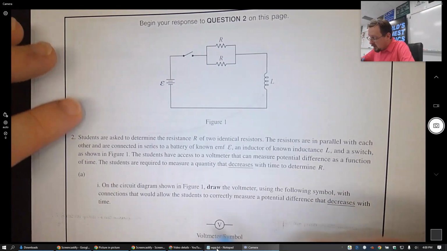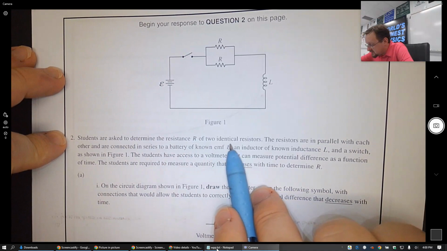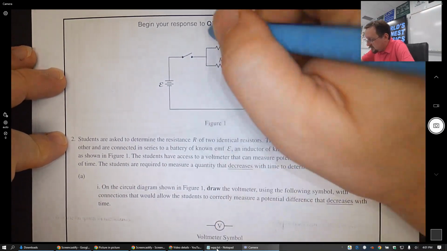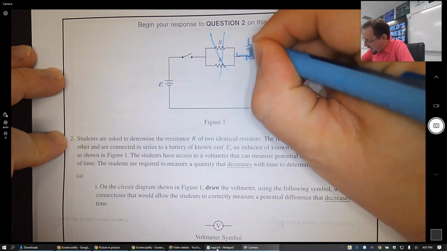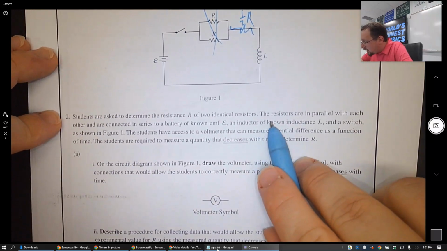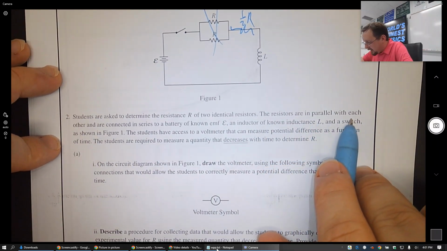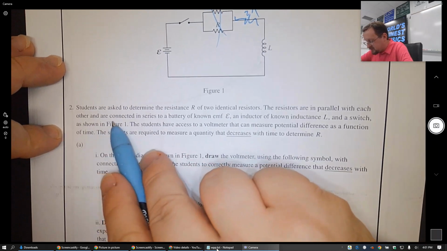Okay, the students are asked to determine the resistance R of two identical resistors. One-half R, let's just get that out of the way right now. The resistors are in parallel with each other, so they're basically a single resistor worth 1/2 R.